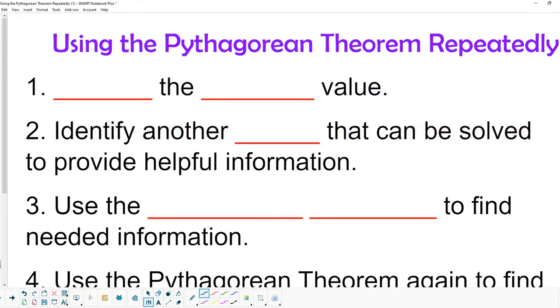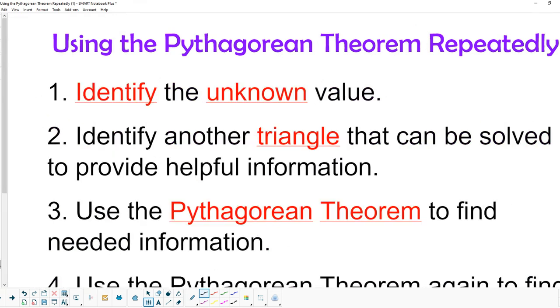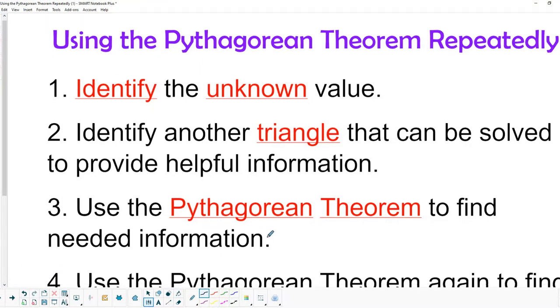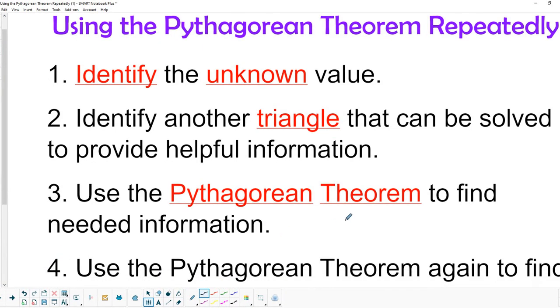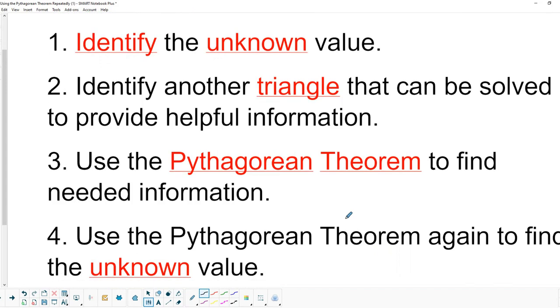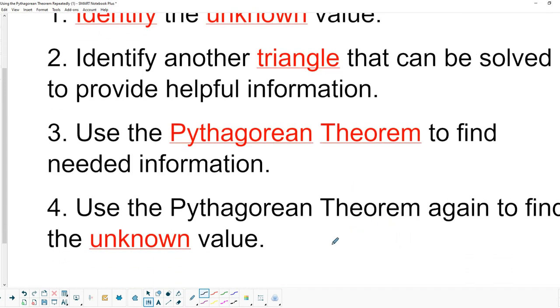So to describe or define it in words, use the Pythagorean theorem repeatedly means to identify the unknown value that you're looking for. Identify another triangle that can be solved to provide helpful information. And then use the Pythagorean theorem to find the needed information. Use the Pythagorean theorem again to find the unknown value.